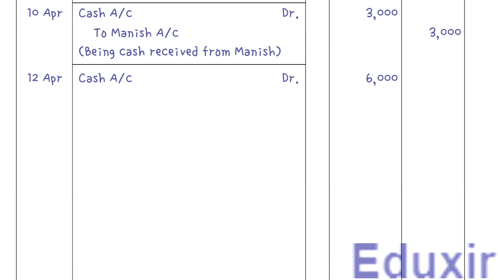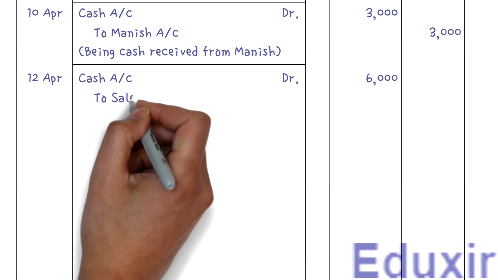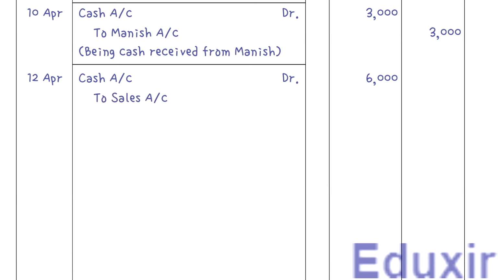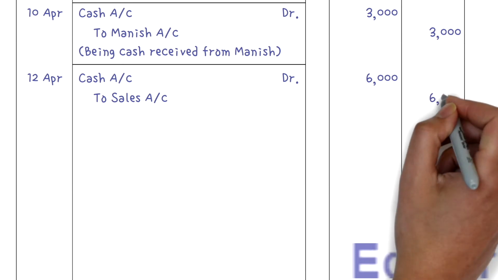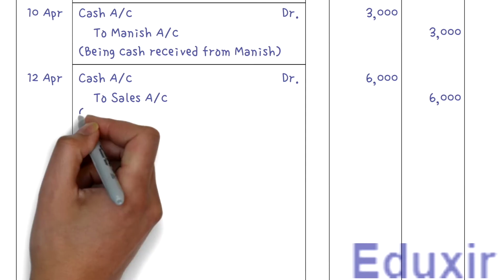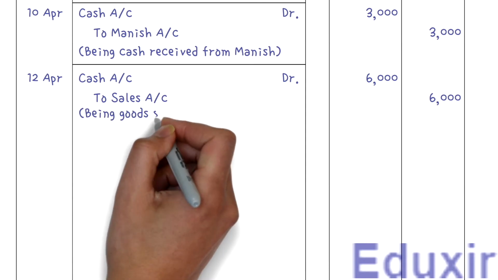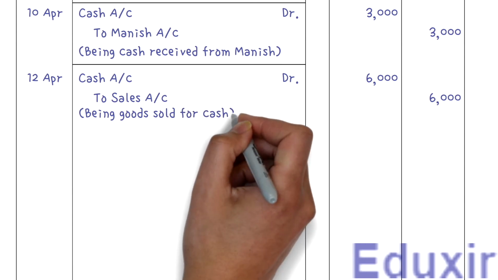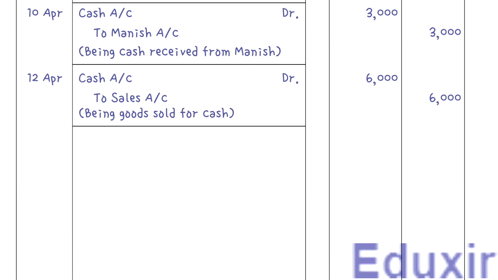Leaving a margin, let us record the sales account as the credit entry. Let us also record the credit amount of 6000 rupees in the credit amount column. Let us now record the narration or description of this transaction. That is, being goods sold for cash. Let us now draw a line to mark the completion of generalizing of this transaction. With that, we have completed the generalizing of this transaction. Let us now take up the next transaction.